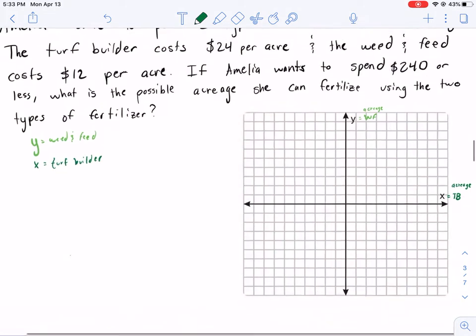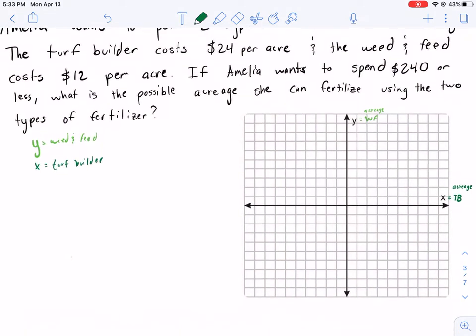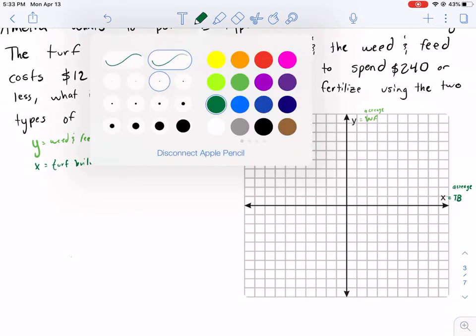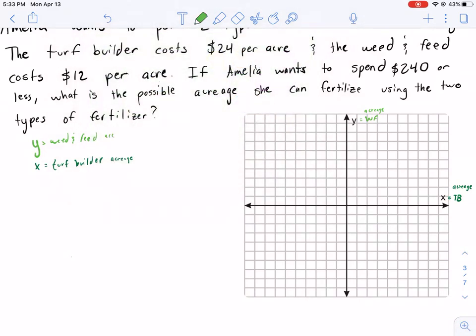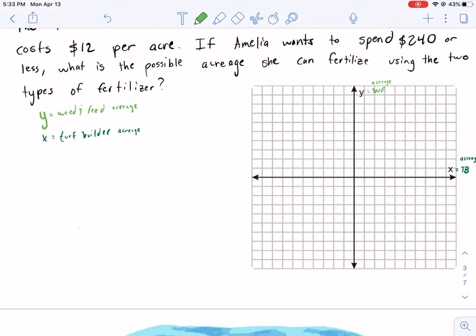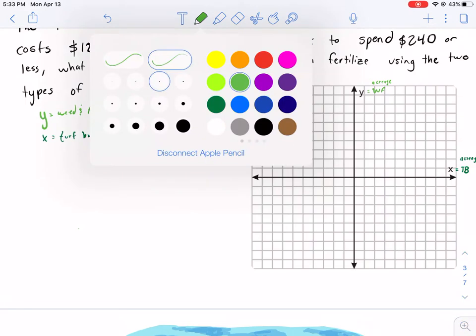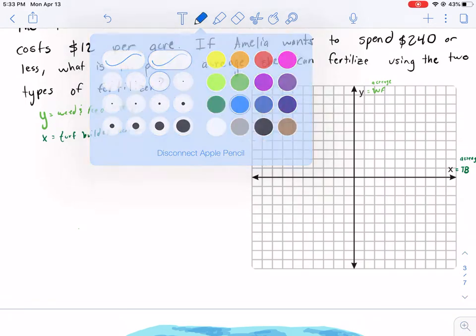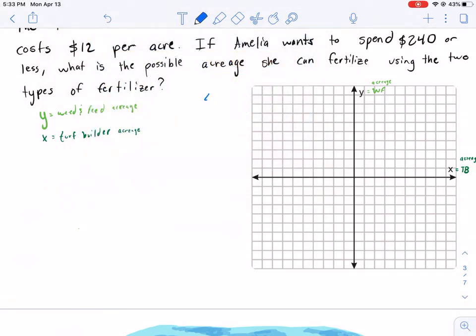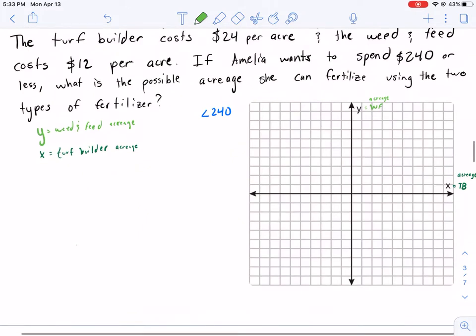Okay. So now, if that's the acreage, oh sorry, I need to write acreage here. That's important. Okay, if this is the acreage, we need to figure out how much money it costs per acre, because that $240 is not 240 acres. That would be insane. Okay, so we need to keep it under $240. So how much does it cost per acre? Well, we do $24. That's my weed and feed, sorry.